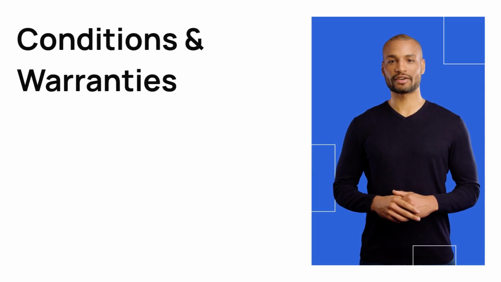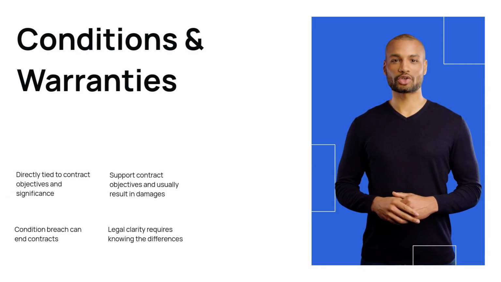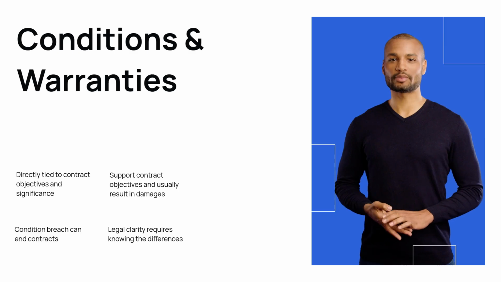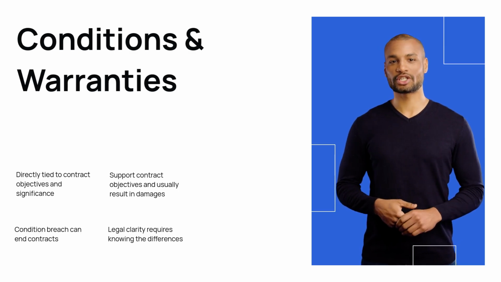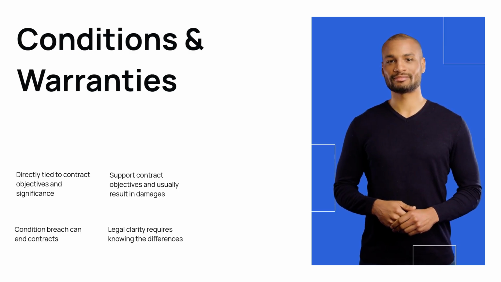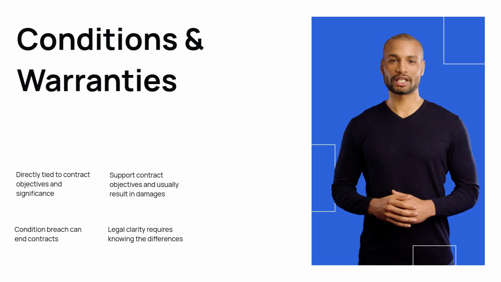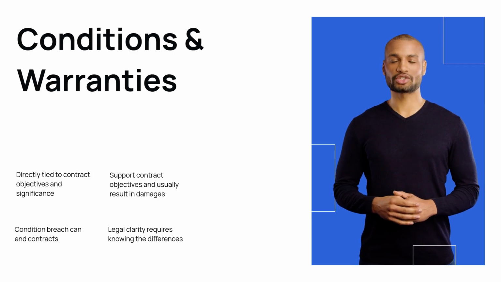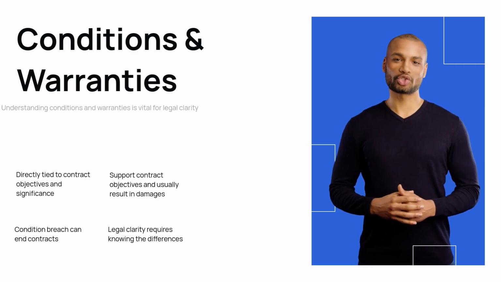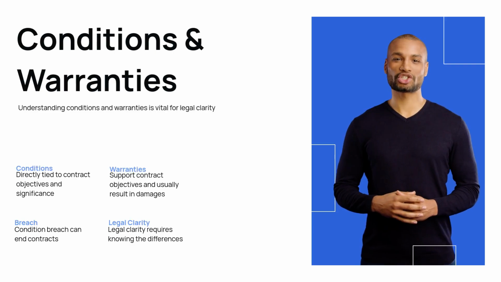Conditions and warranties differ in their significance and consequences. A condition is directly tied to the contract's objective, while a warranty supports it. Breaching a condition can lead to contract termination, whereas a warranty breach typically results in damages. Violating a condition may also imply a warranty breach. Understanding these differences is crucial for legal clarity.